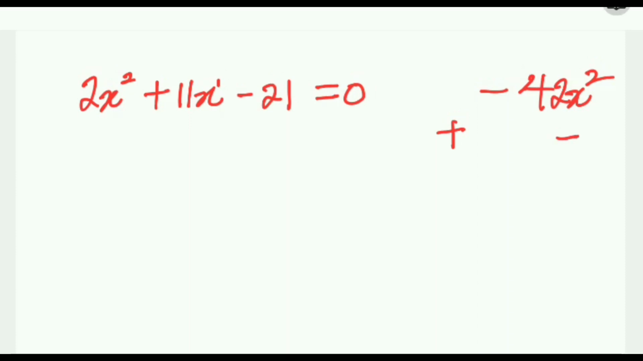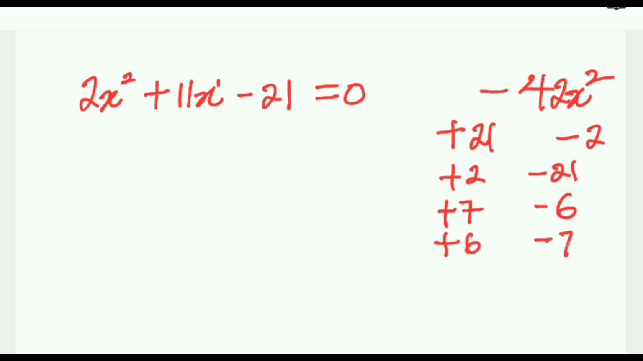One will be positive and the other will be negative. The two factors that will give us a product of minus 42, we could have plus 21 times minus 2, or plus 2 times minus 21. We're thinking of two numbers that when you multiply together give a product of minus 42. We also think of plus 7 minus 6. It could also have been plus 6 minus 7.